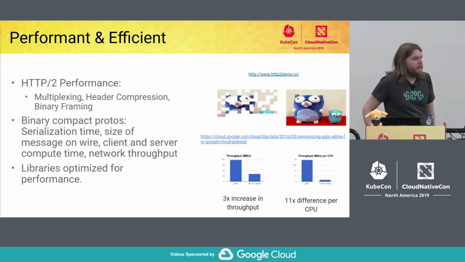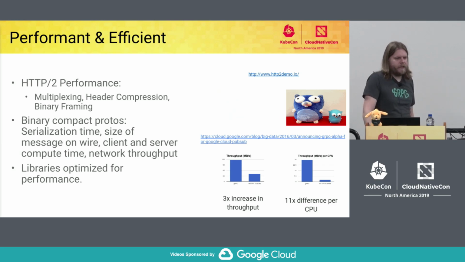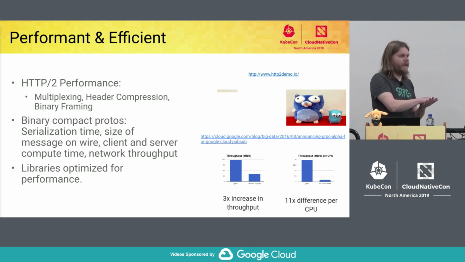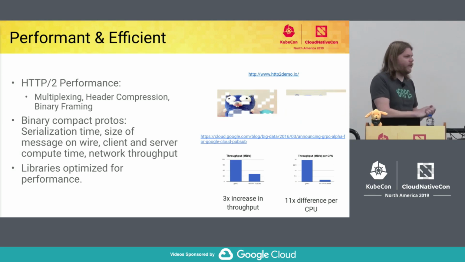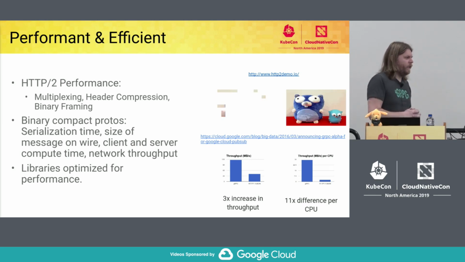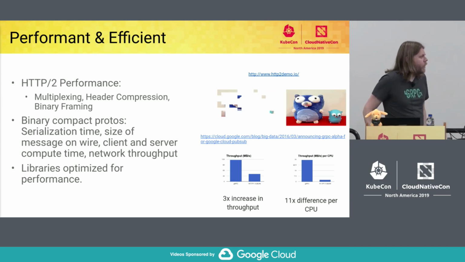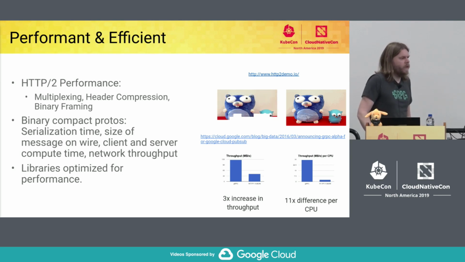So gRPC is a binary protocol. Protobuf was a binary protocol. gRPC relies heavily on HTTP2. That allows us to multiplex multiple RPCs all on one connection, which, as TLS is more and more important, means just creating more connections willy-nilly is more expensive. And so that means you can do more RPCs with fewer resources. But there's also some other benefits we get, like header compression and things like that, which mean that we can actually transmit RPCs more efficiently.